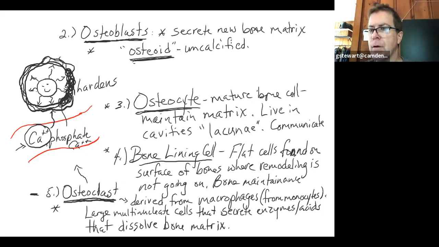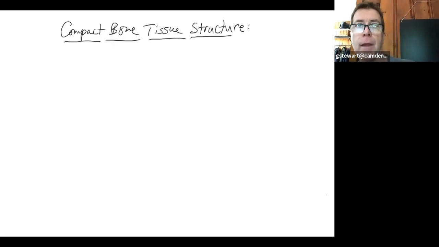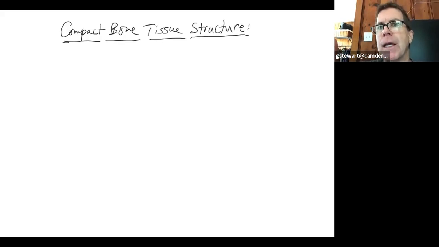One of the last things I'm going to talk about today is the structure of compact bone. I'm going to write compact bone tissue structure. The only thing that we've said about compact bone so far is it's really hard and dense. We've also identified where it's located in the human body. It's predominantly located in the shaft, the diaphysis, of long bones and thinly around flat bones or around the ends of bones. But what is actually in this tissue?